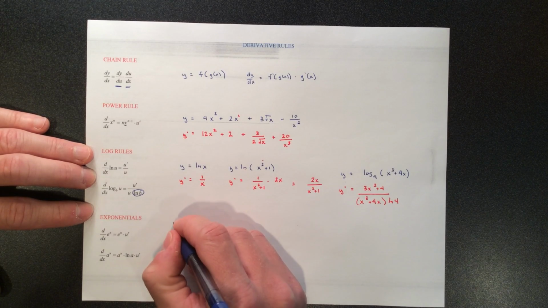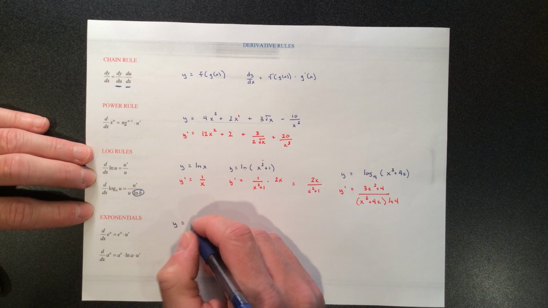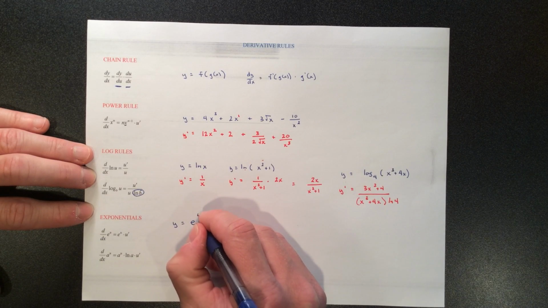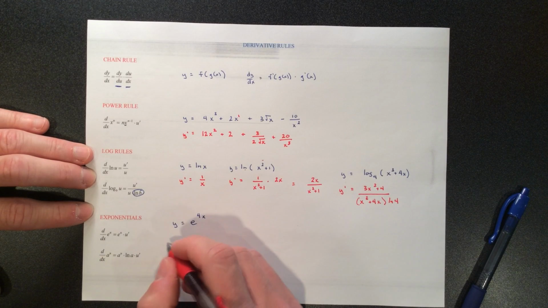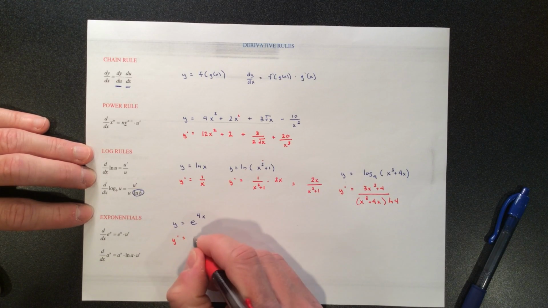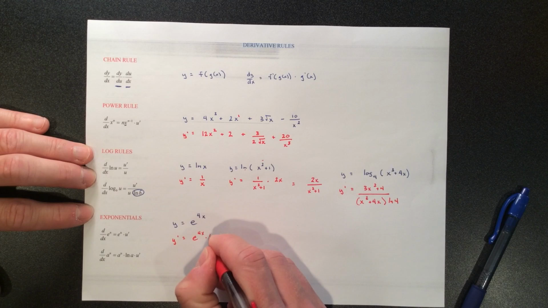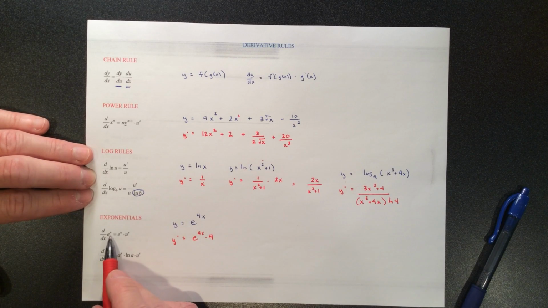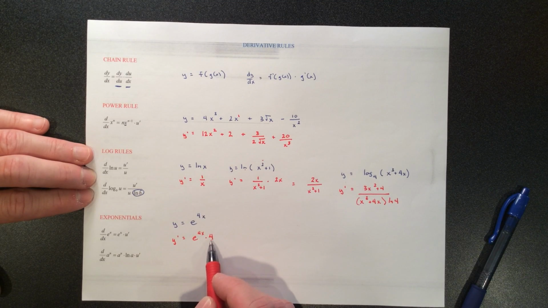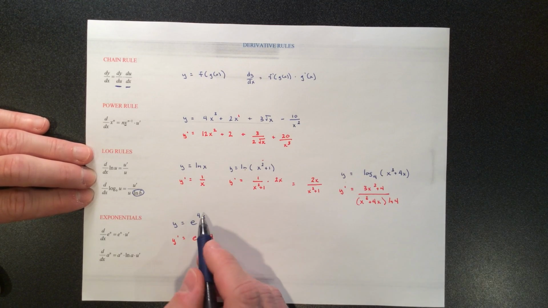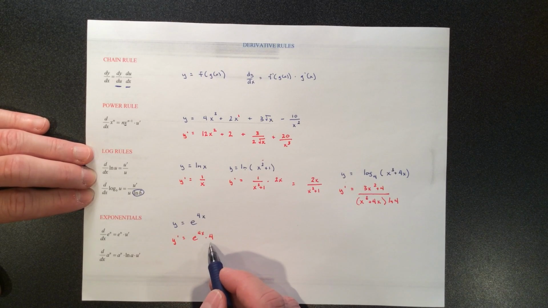Take the derivative of an exponential. So an exponential is going to look like e to the 4x. To take the derivative, y prime equals e to the 4x times 4. The derivative of e to the u is e to the u times u prime. The derivative of 4x is just 4. And then you're done. It really can't get any more complicated than that. If this is a composite function, you just multiply by its derivative.